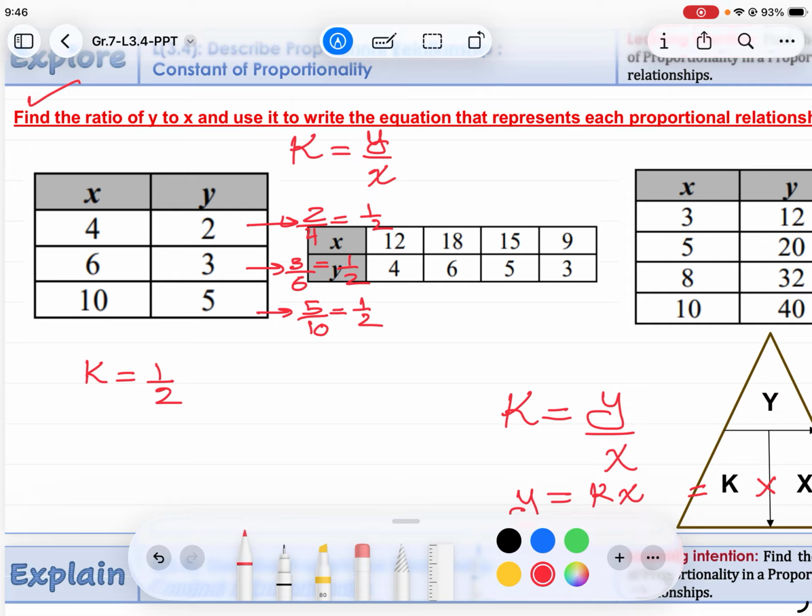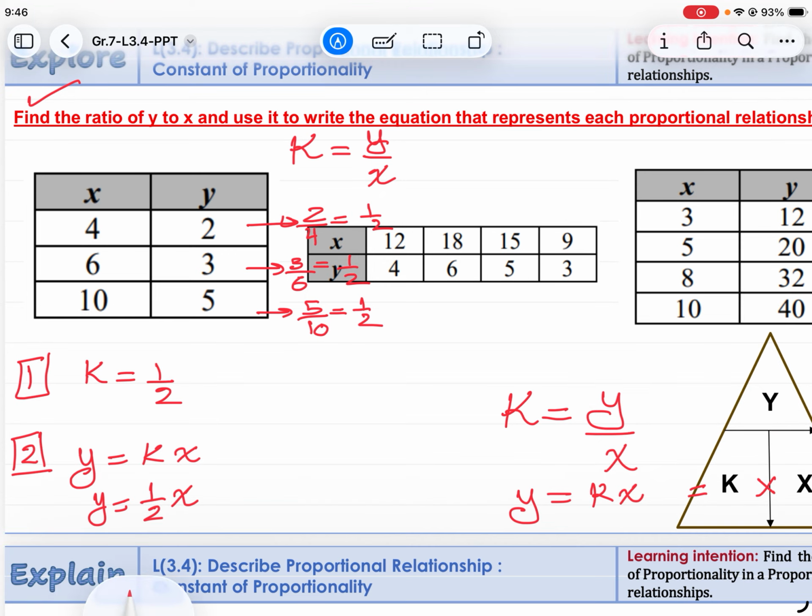Okay? Now, step number one, I found my k. I found my constant of proportionality by dividing y divided by x, it's half. Now, step number two, I'm going to use it to write my equation. So y is equal to kx. I know that k is half, so I'm just going to substitute it in my equation, and that is my equation.